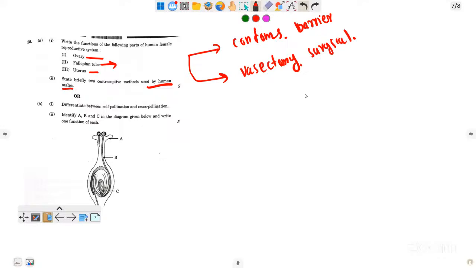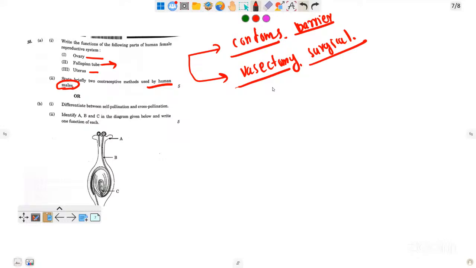What about implantation? Implantation is actually the embryo attaching to the wall of the uterus. You can also write about the uterus: it provides the space for the development of the embryo and provides nutrients. That's the function of the uterus. But hormonal balance is only for females, so that's incorrect here, since they are specified for males only. Remember, for the barrier or physical method you can write condoms, and for the surgical method, vasectomy.